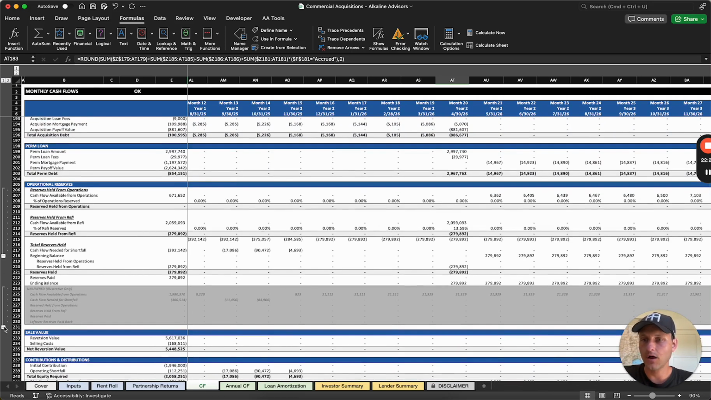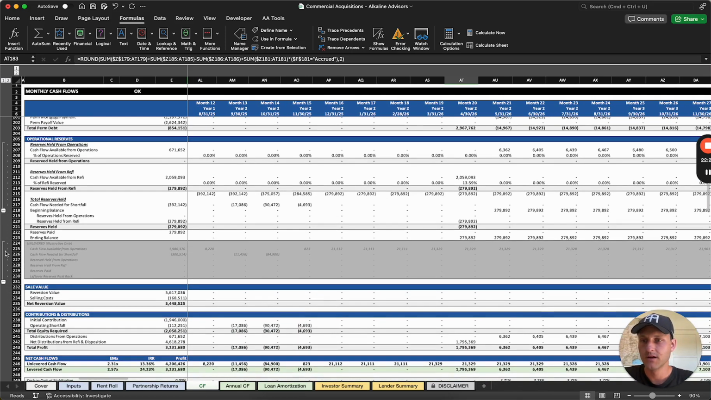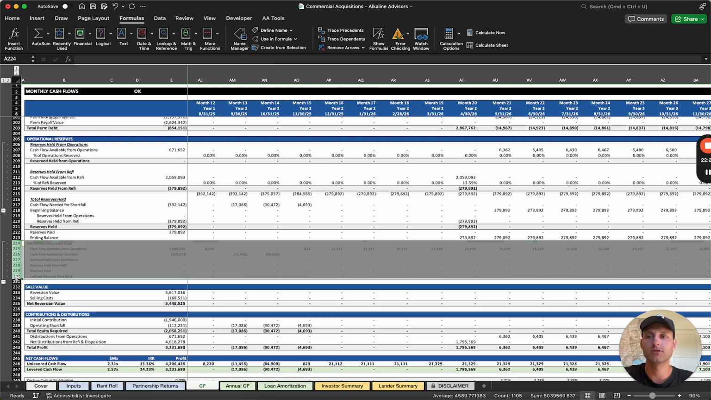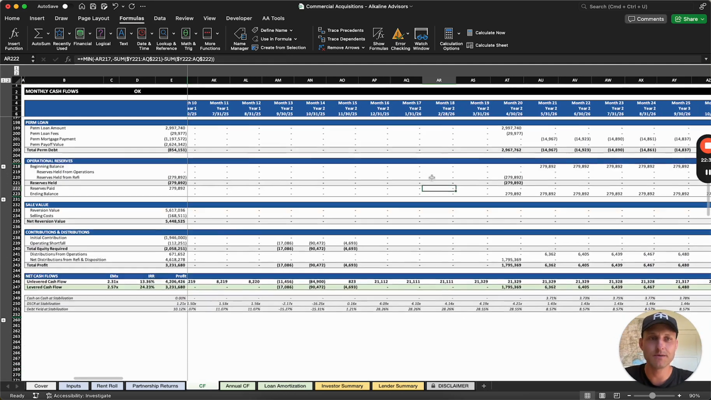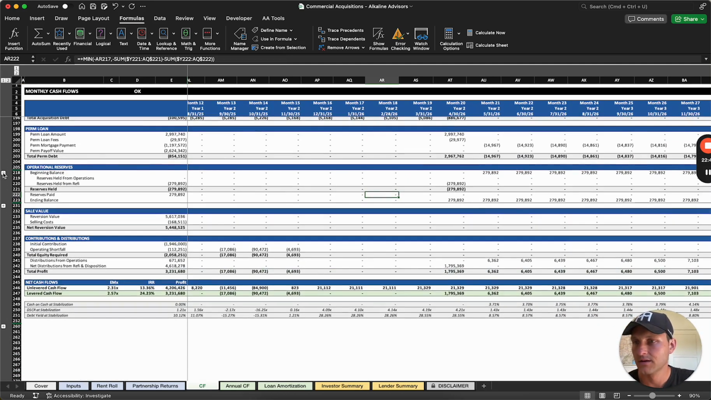Honestly, we can hide a lot of this. Some of this is illustrative to calculate what the operational reserves would be at an unlevered level. That can definitely be hidden, but the calculations are there. And then to keep it as simple as possible, we can hide this calculation section of the operational reserves.